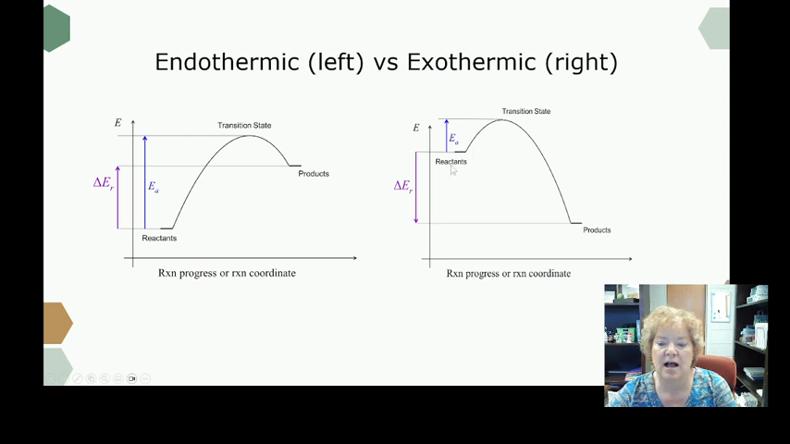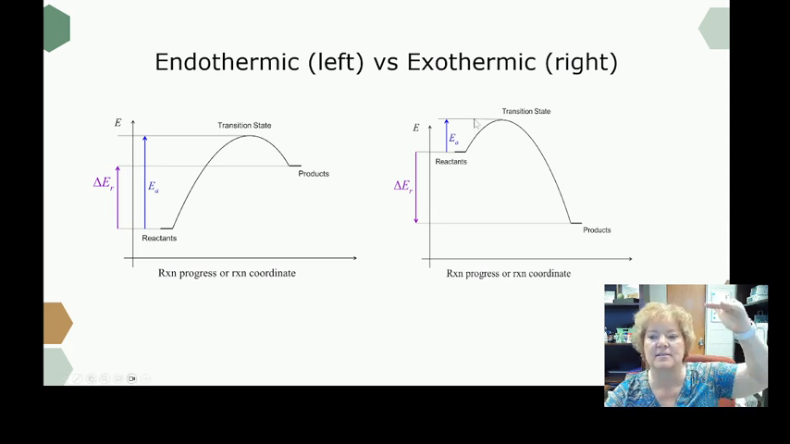Note, here I have reactants going to products, but my products are now lower in energy than my reactants. So my change in energy will be the energy of the products minus the energy of the reactants. This is going to be a negative value, so this is exothermic. Again, my activation energy is from the reactants to the transition state. So this is my activation energy.